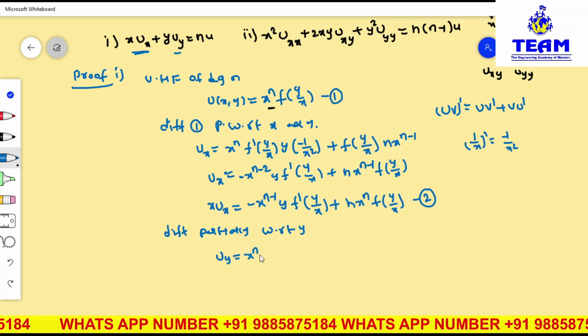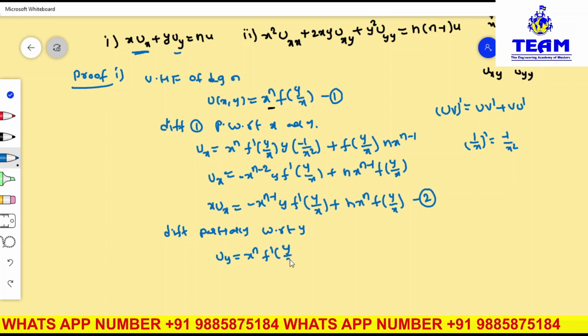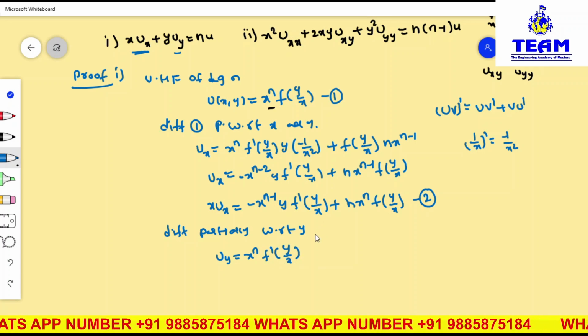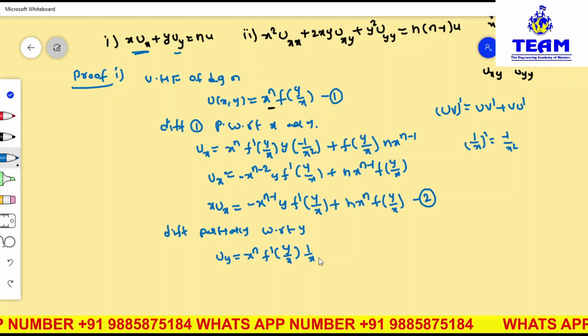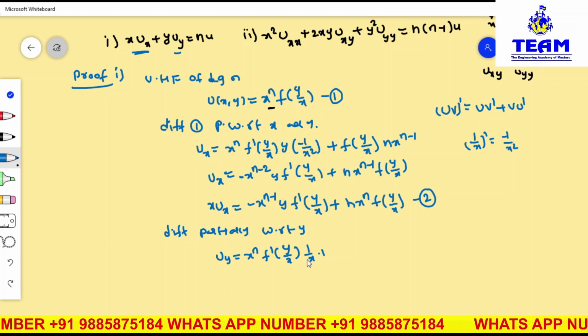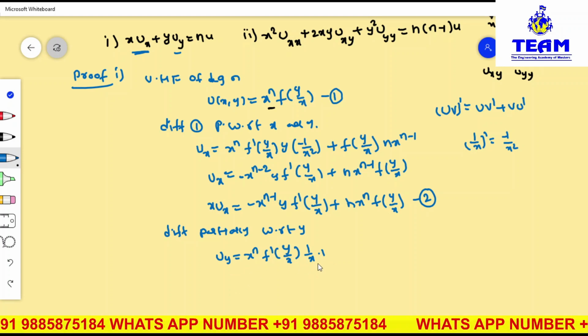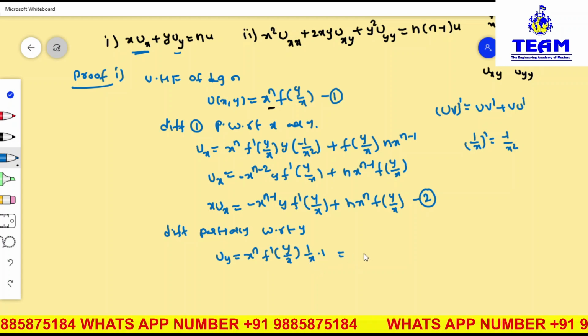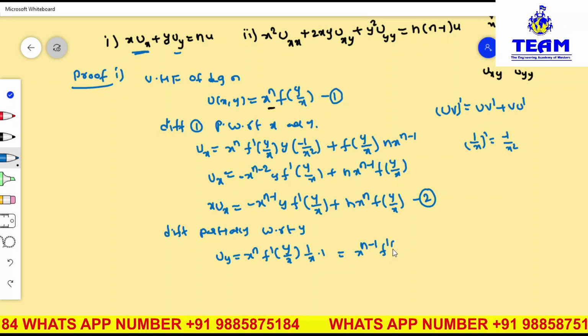So x to the power of n into, now the function derivative is what? f dash of y by x. Now the inner derivative with respect to what? y. y is in the numerator, so the y derivative is 1, and 1 by x is a constant. Now here you have uy equal to x to the power of n in the numerator and x in the denominator, so you can also write this as x to the power of n minus 1 into f dash of y by x.